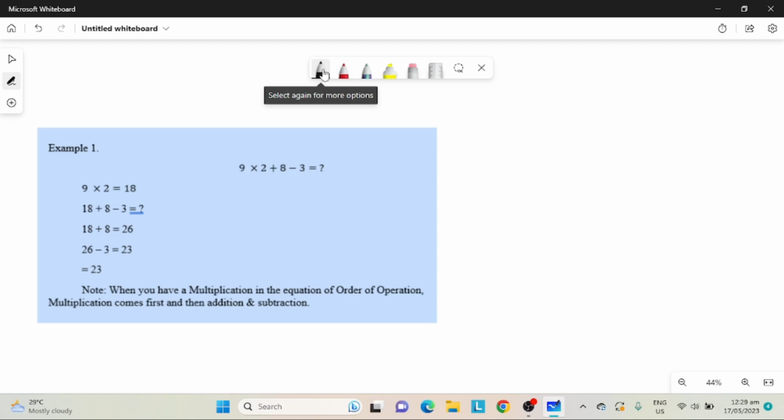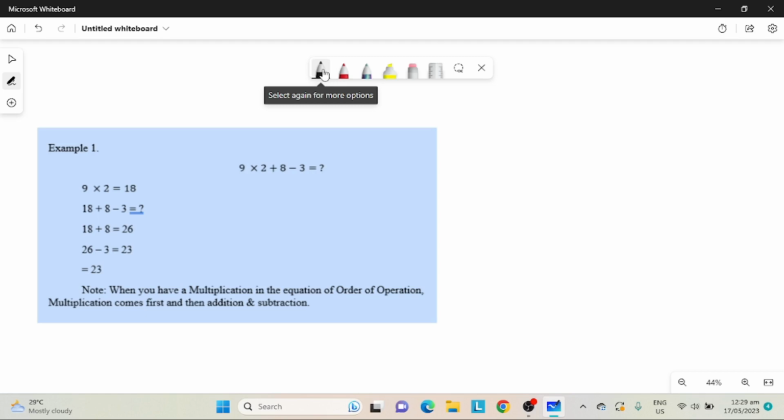Multiplication is classified together with division, and both are more prioritized than the addition and subtraction. For example, we have 4 times 2 plus 1. We need to do first the 4 times 2, then the plus 1.